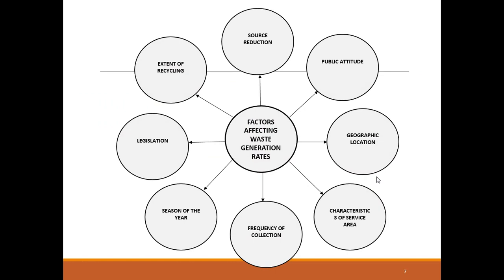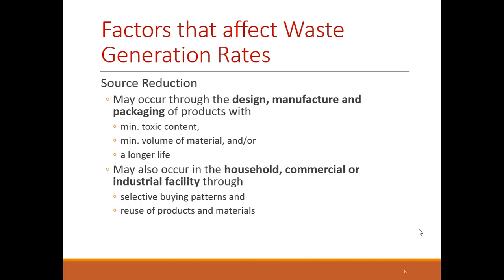Now we're going to look at factors affecting waste generation rates. This is just a summary chart of the points that we're going to look at. So I'm not going to go into it in any detail. So we will move on from there. So these are all the factors that influence the rate at which we produce waste. So the first thing we want to look at is source reduction. Source being the point at which the waste is being produced.